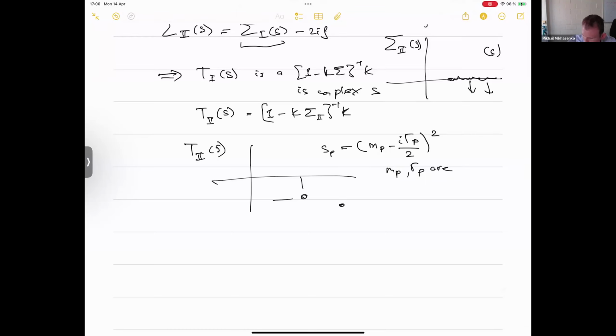Every resonance corresponds to a pole in the complex plane, and the proper characterizations of the resonance, which do not depend on the particular production mechanism but really characterize its properties, are the pole parameters.